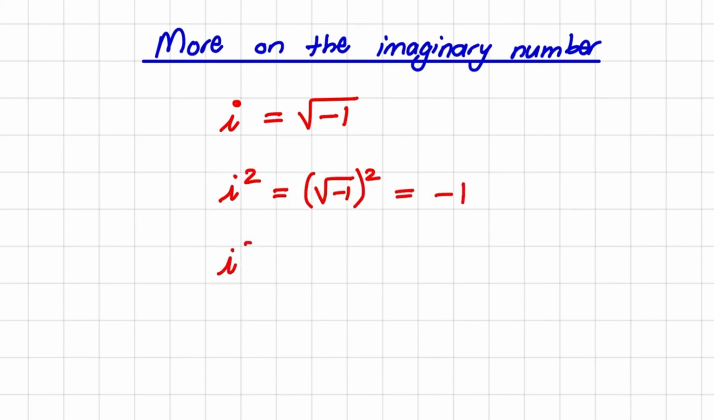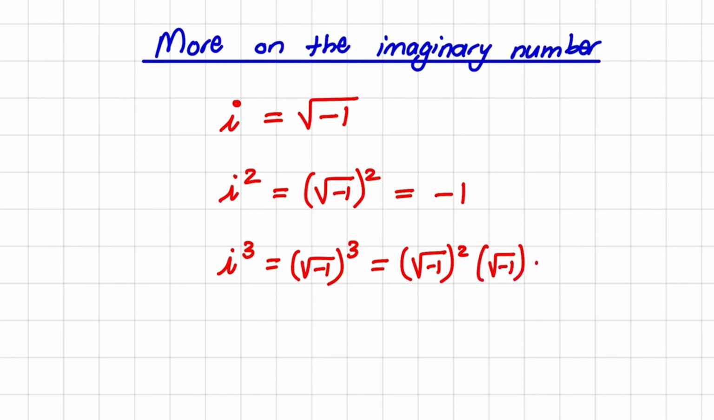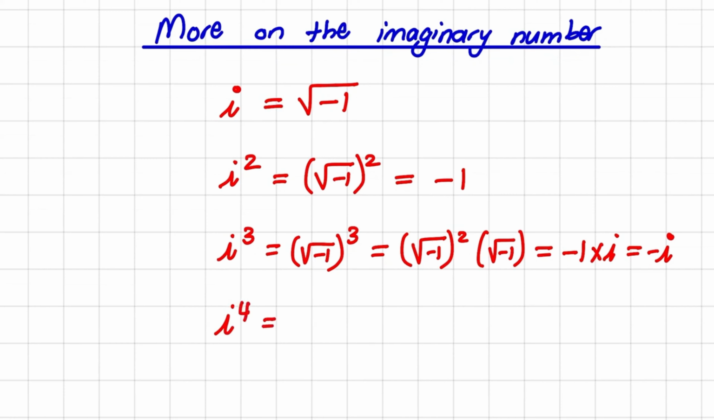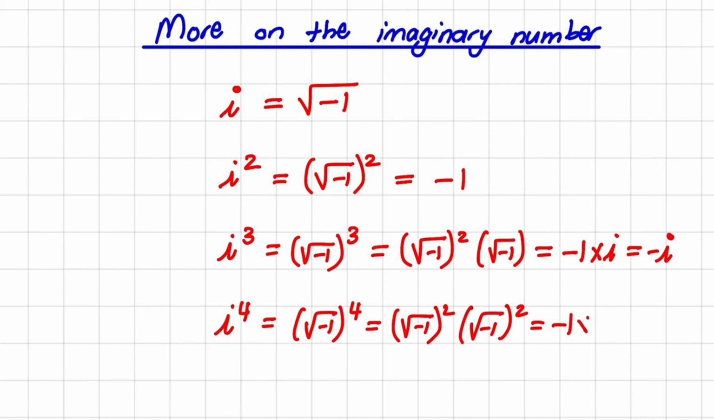Now if I take the cube of i, I have the square root of -1 cubed, which is equal to the square root of -1 squared times the square root of -1, which is equal to -1 times i, or simply -i. And if I raise i to the 4th power, I have the square root of -1 to the power of 4. And that is equal to the square root of -1 squared times the square root of -1 squared, which is -1 times -1, which is equal to +1.